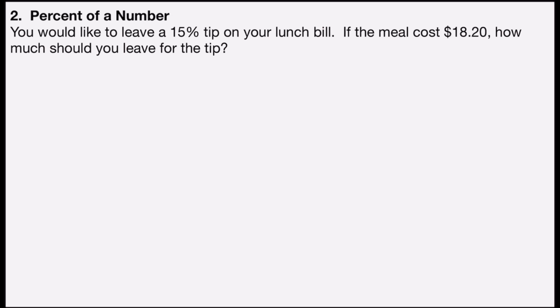Problem number 2 deals with the percent of a number. It says you would like to leave a 15% tip on your lunch bill. If the meal cost $18.20, how much should you leave for the tip?